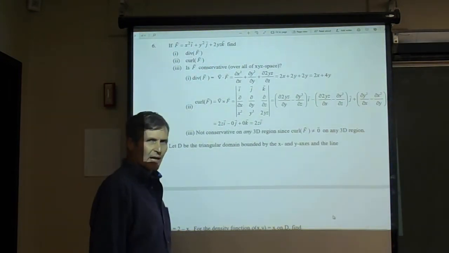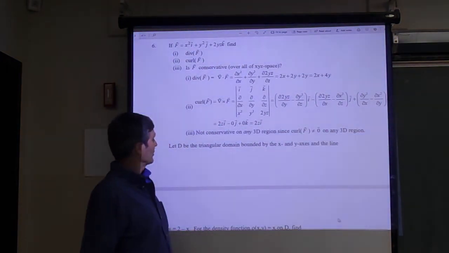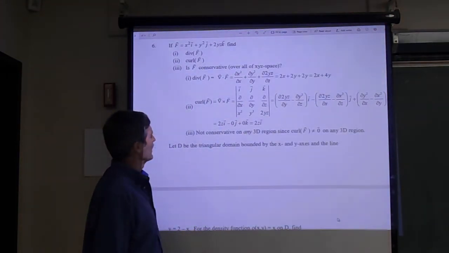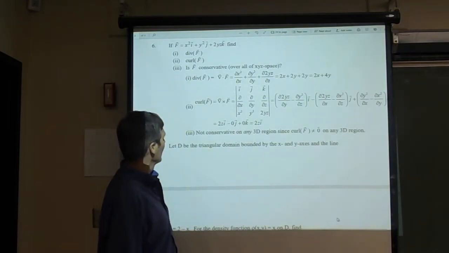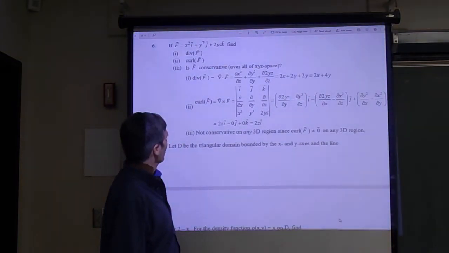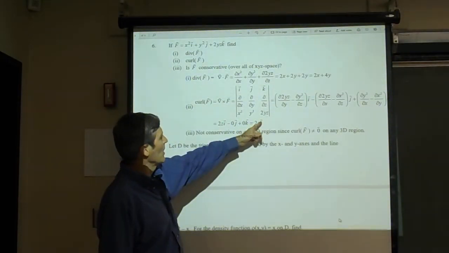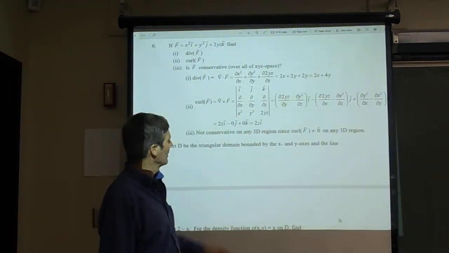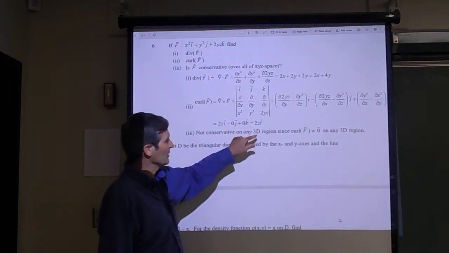I won't spend a lot of time on this. You can look at it at home and send me any questions you want. This is not conservative on any open region in 3D. Why not? Because the only place where the curl is equal to 0 is along the plane z equals 0. In order for this curl to be 0, it's the plane z equals 0.